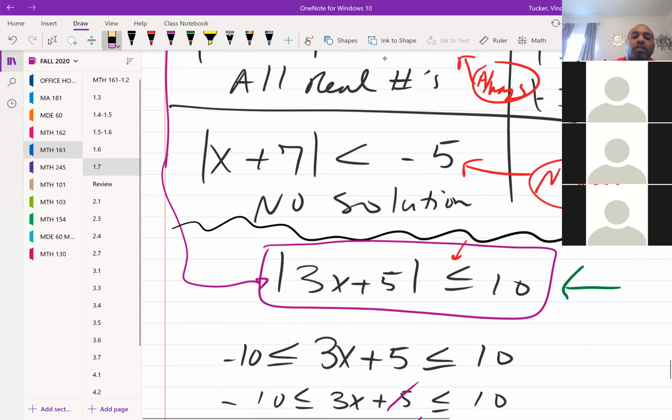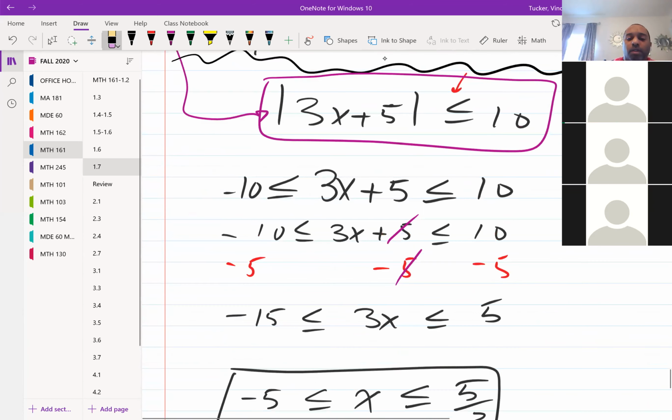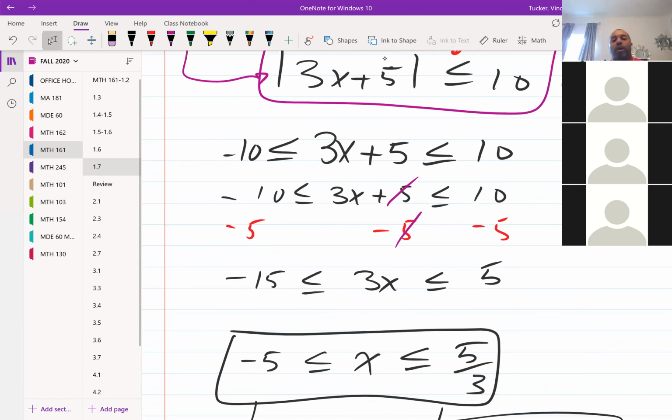All right, so go here. Is that it? Yeah, that's it. So subtracting 5 from each piece, that'll give us negative 15, 3x, and positive 5 on the right. Then divide by 3. The 3's cancel in the middle. That'll give me negative 5 on the left, x in the middle, 5/3 on the right.